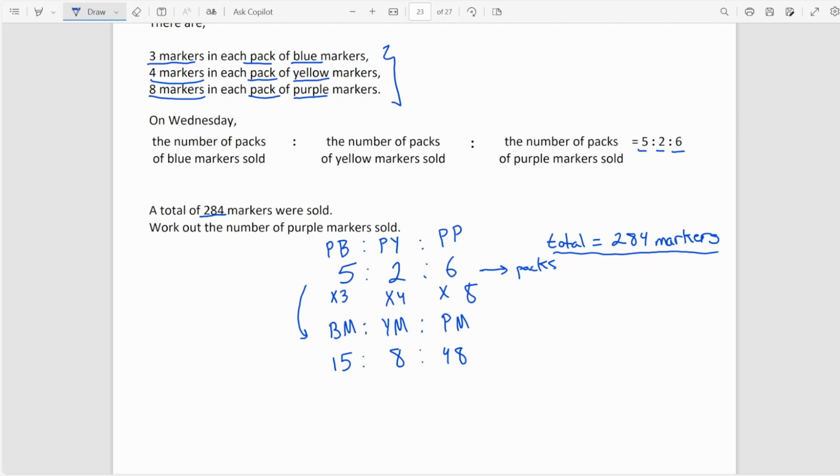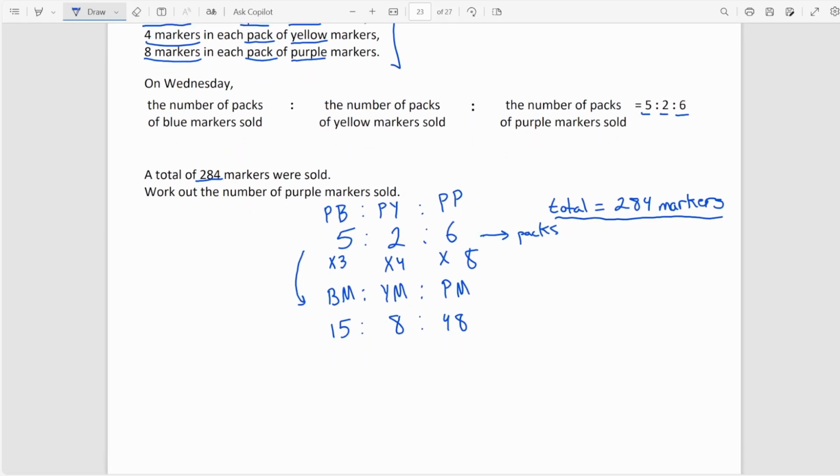And now I can use this to find what each part represents, because we know that we sold a total of 284 markers. So what I will do is add 15 plus 8 plus 48, and this gives us 71. This is the total parts.